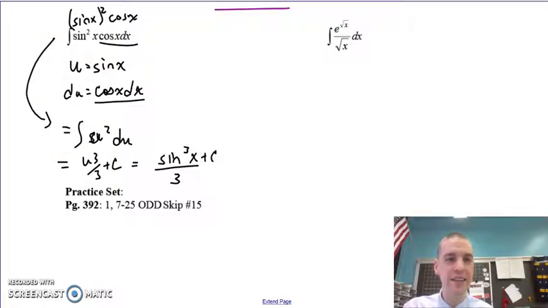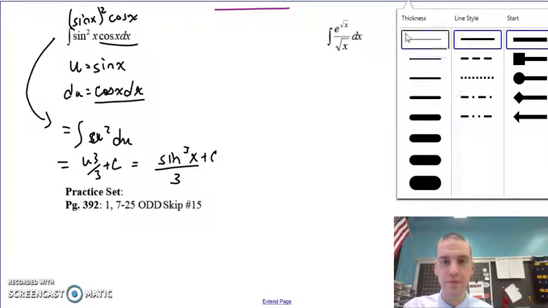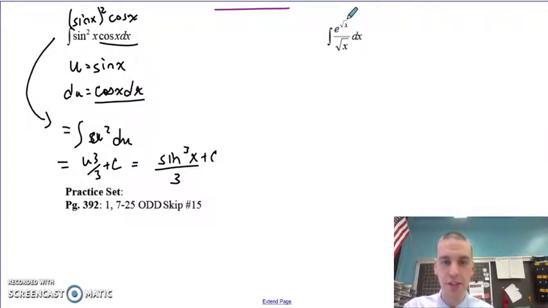The last one here that we've got, what do you think u is going to be? Well, u is going to be the exponent. So we'll say u equals the square root of x, which is x to the 1/2. And du, we then know is 1 over 2 square roots of x.